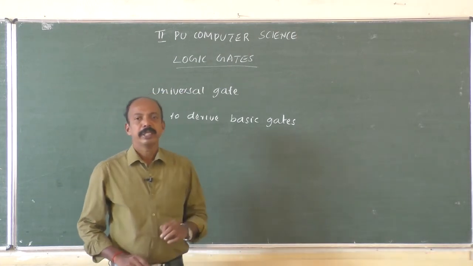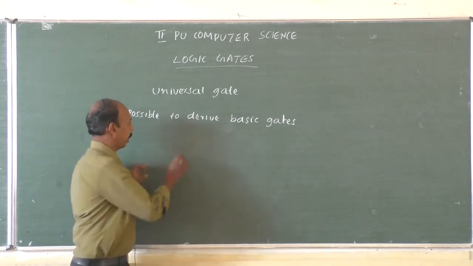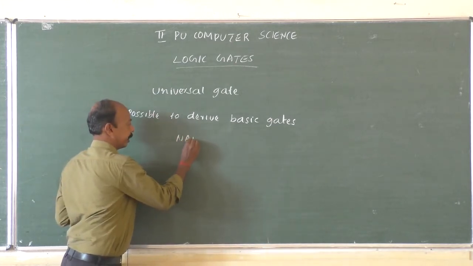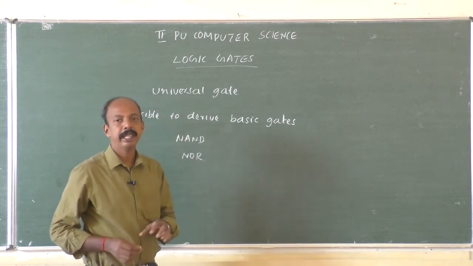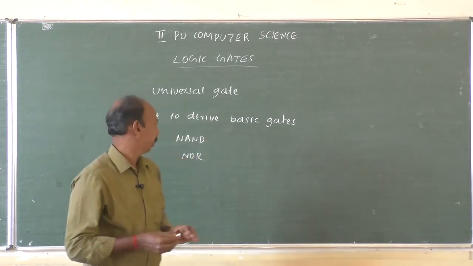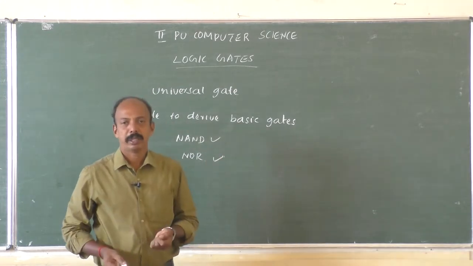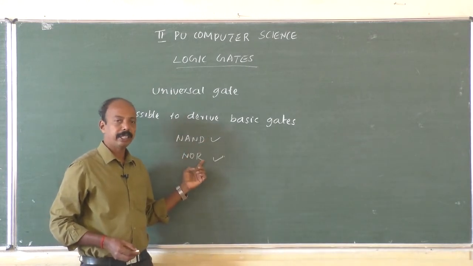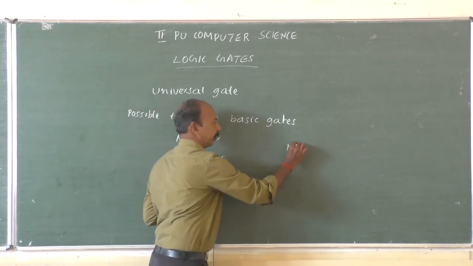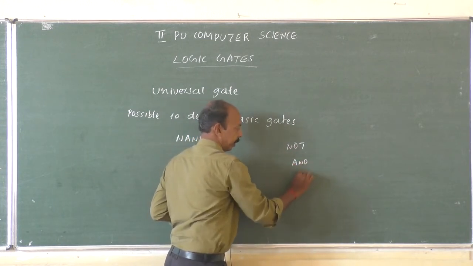Now, which are the universal gates? We have two universal gates. They are NAND and NOR. NAND and NOR, these are the two universal gates. That means from these two gates, it is possible to get NOT gate, AND gate and OR gate.